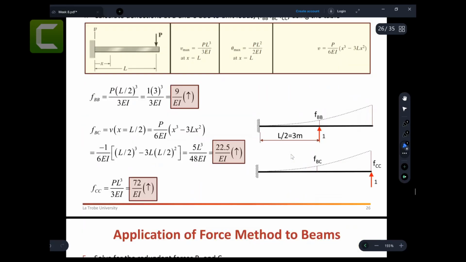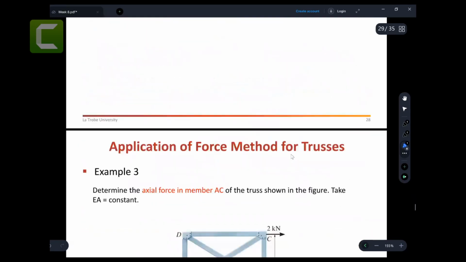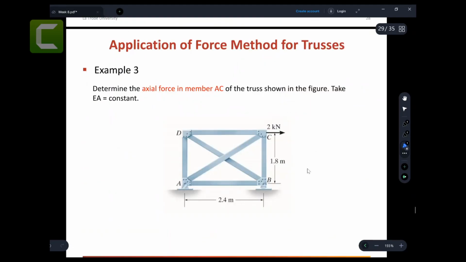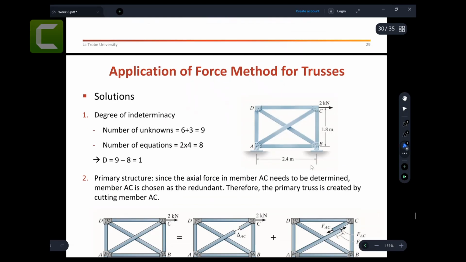So we solved all this one. Now, let me just go through this one. So, determining the force in the member AC. We need to find the force in the member AC, either in tension or in compression. So we need to find that force in the truss shown in the figure. Take EA, axial rigidity, equal to a constant.